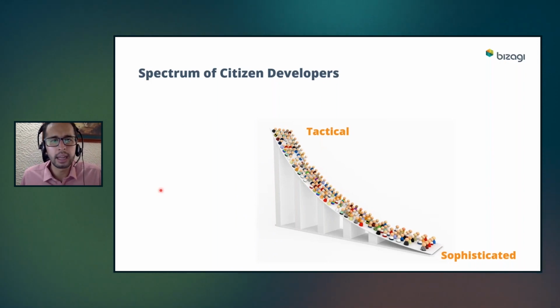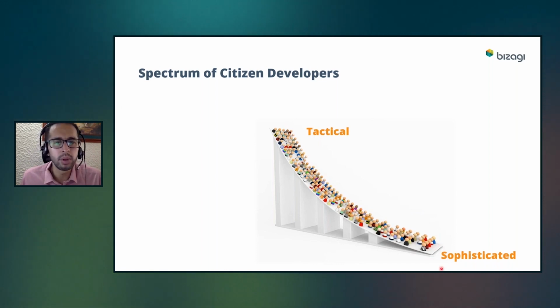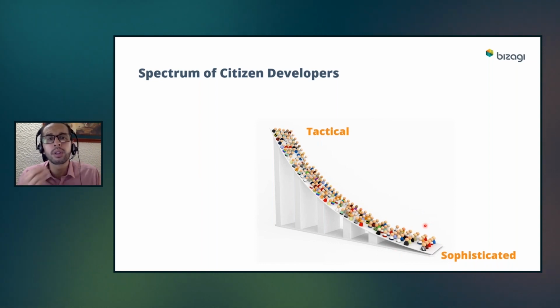If you take a look at every single company, the structure that we're going to have is something like this. On this end, where we have the sophisticated point, what we see is that we have really, really few people. Which ones? Our professional developers. Few people with really technical knowledge, but not enough to cover all the requests.